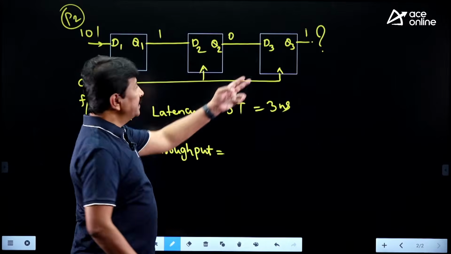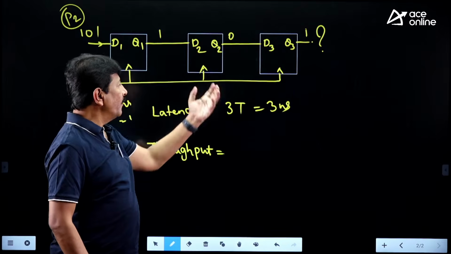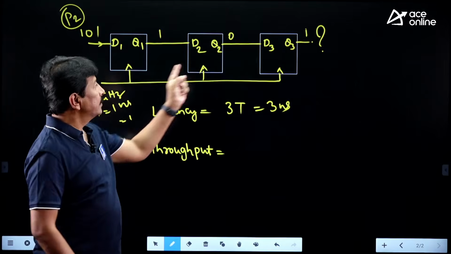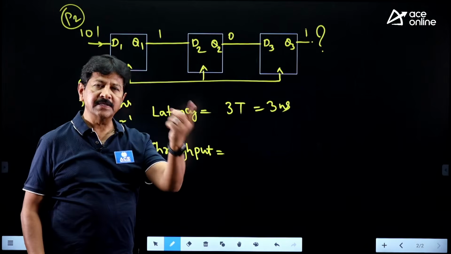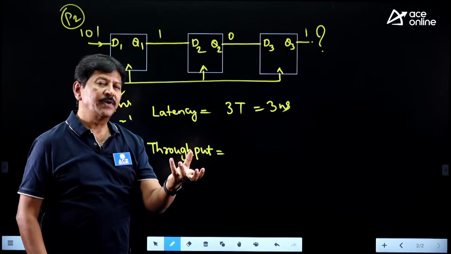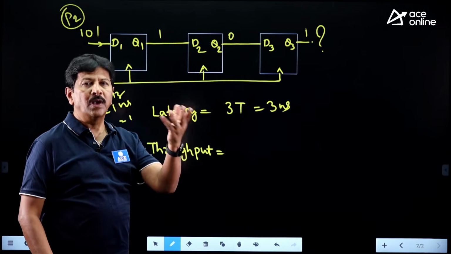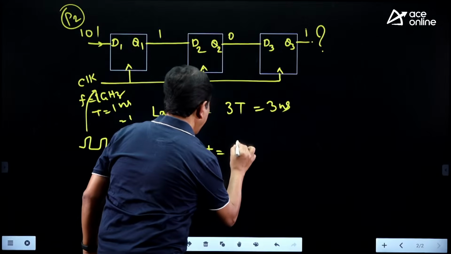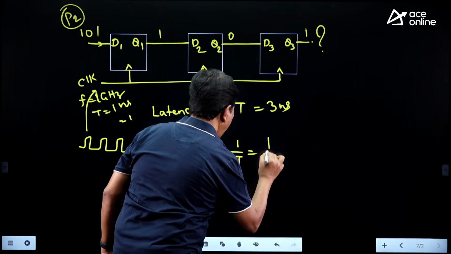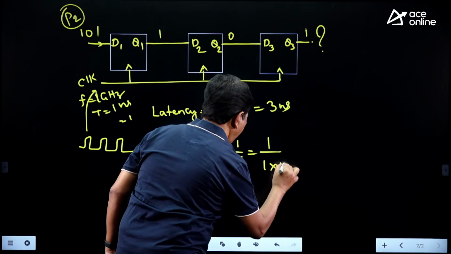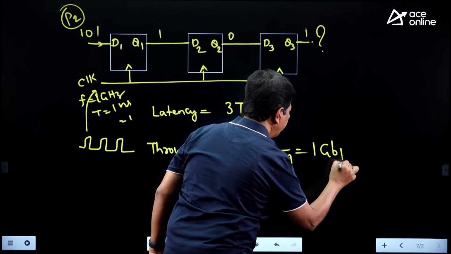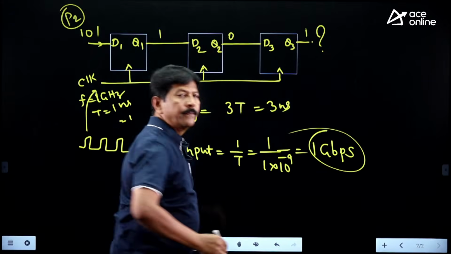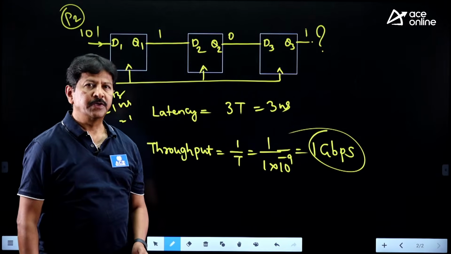So that's the reason the latency is 3 nanoseconds. And next, what is the throughput at the output? Obviously, for every 1 clock pulse, 1 bit will come out. That means for every 1 nanosecond, 1 bit is coming out. So how many bits do you transmit per second? It's nothing but 1 by t, that is 1 gigabit per second. So that is the throughput of this particular circuit.